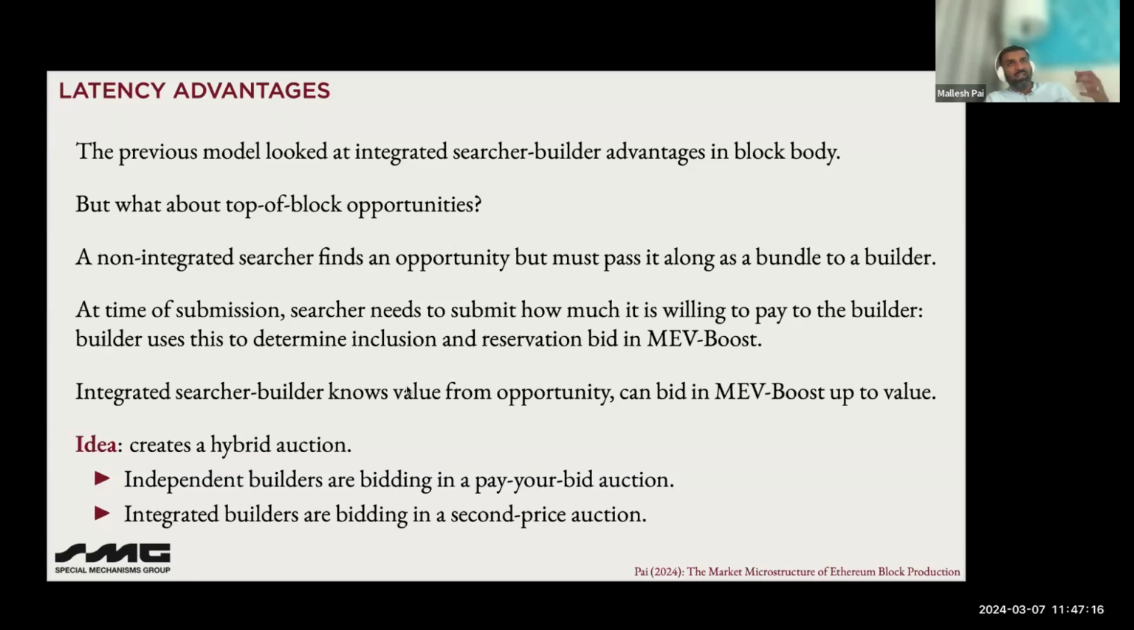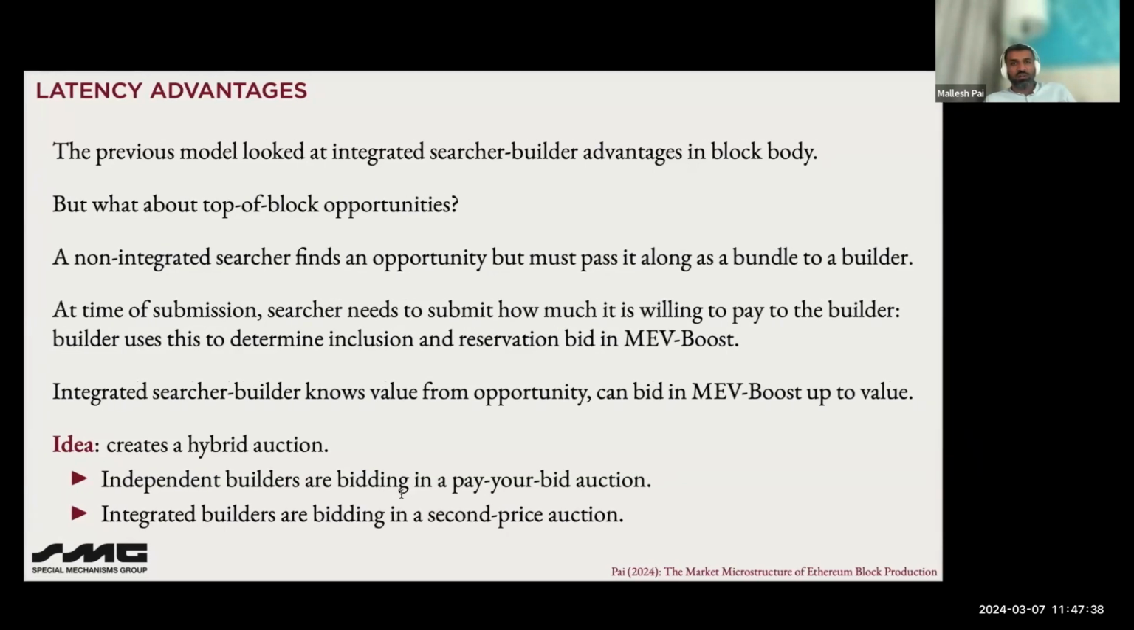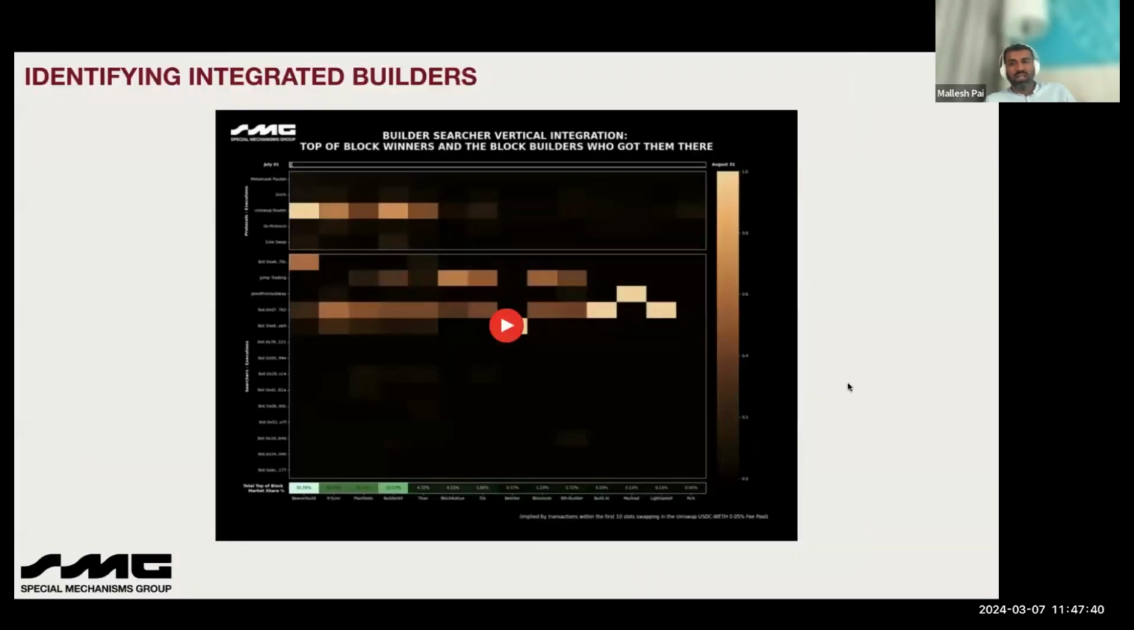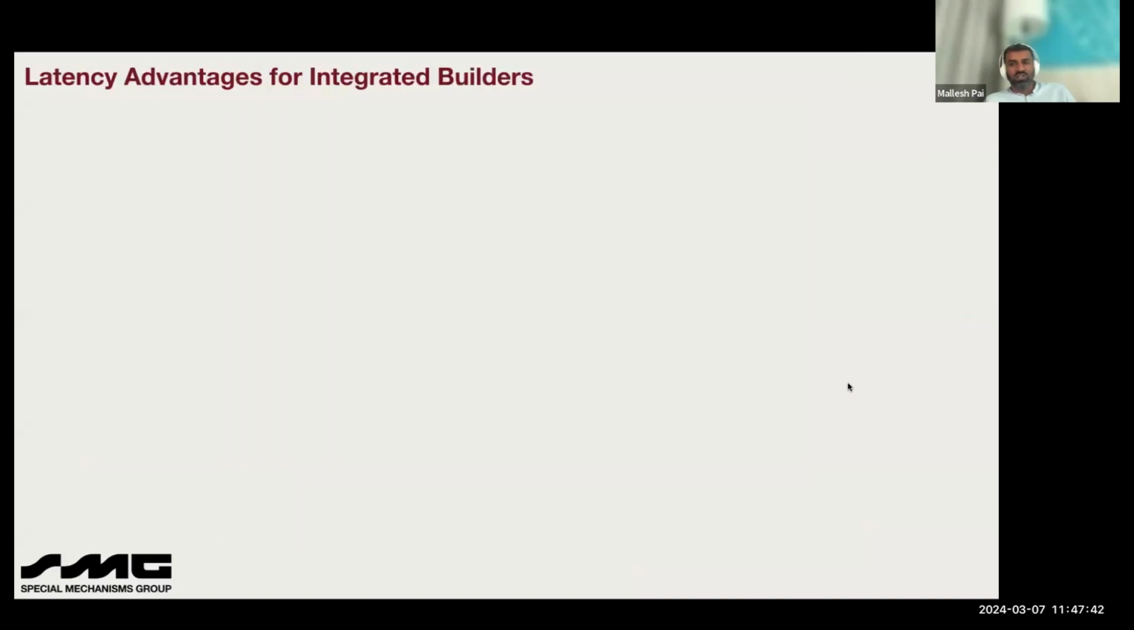Or put differently, the integrated firm is basically bidding in the English auction, in a second price auction. From the perspective of a non-integrated trading shop that is trying to get its arbs onto the chain via a neutral builder, they're bidding in a first price, or pay your bid, auction. I'll try and jump over this because I am running short of time. I do want to show you one last visualization.